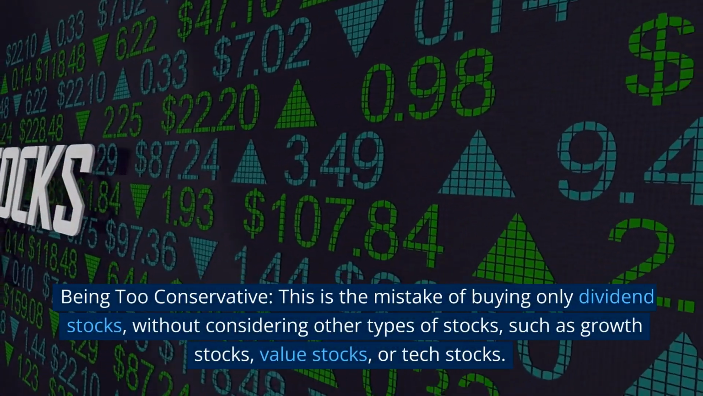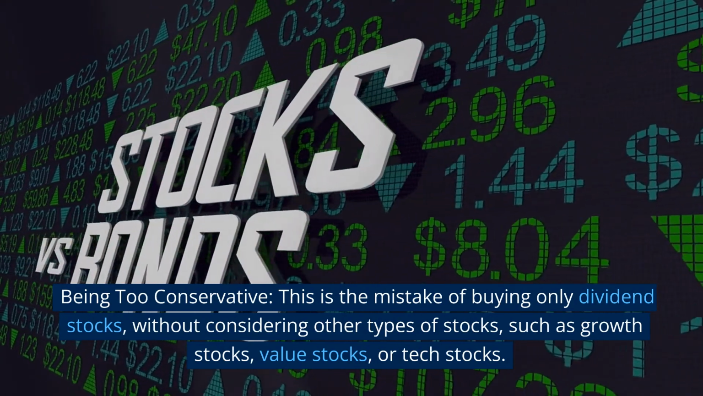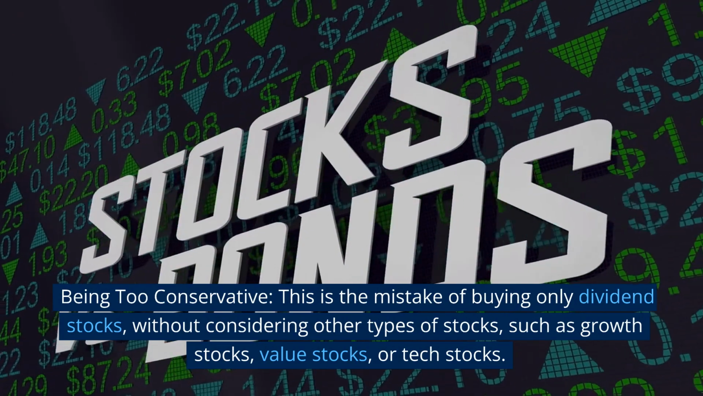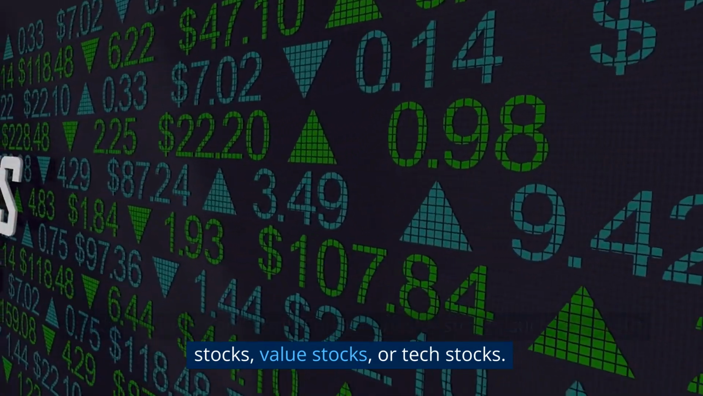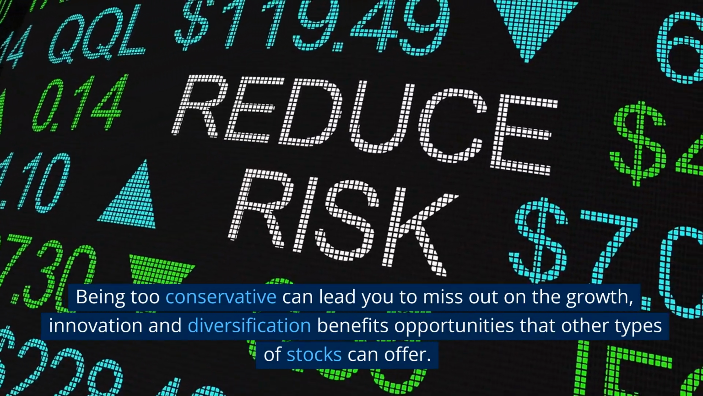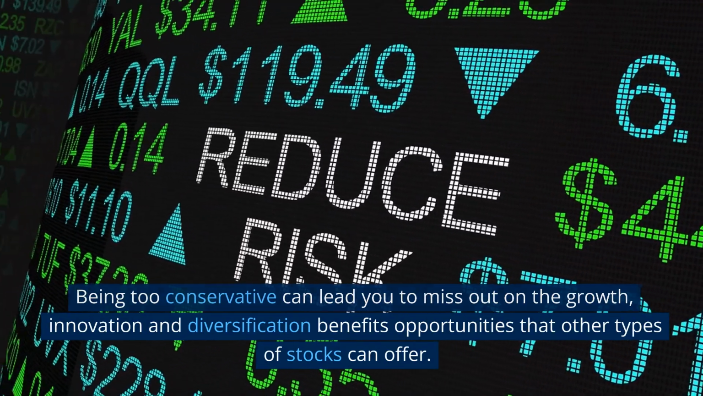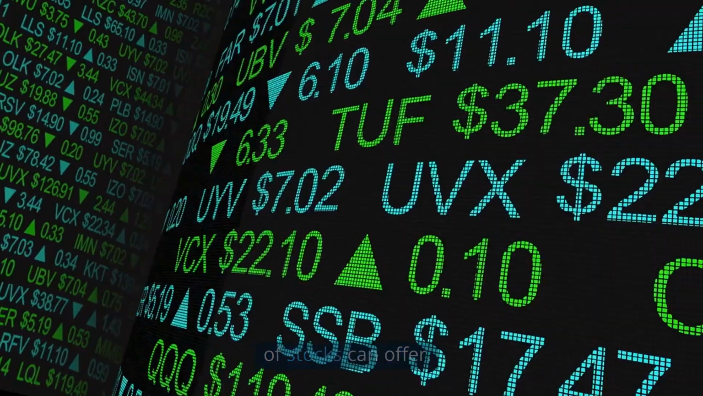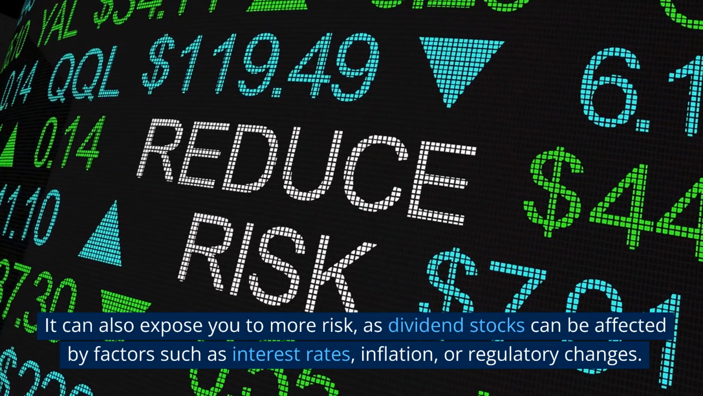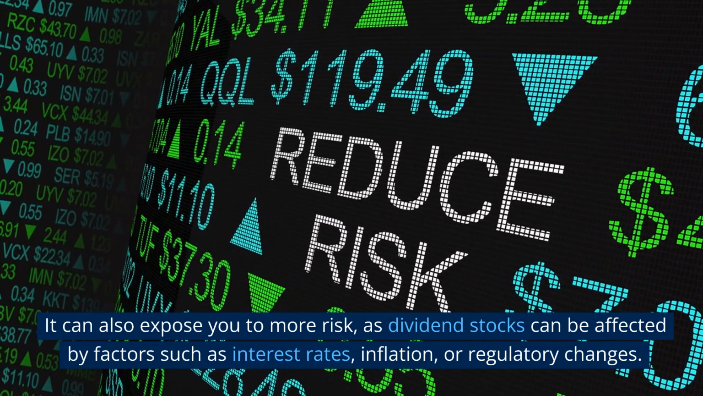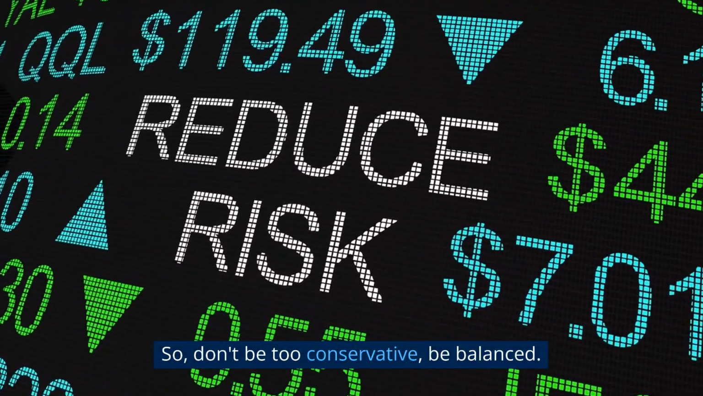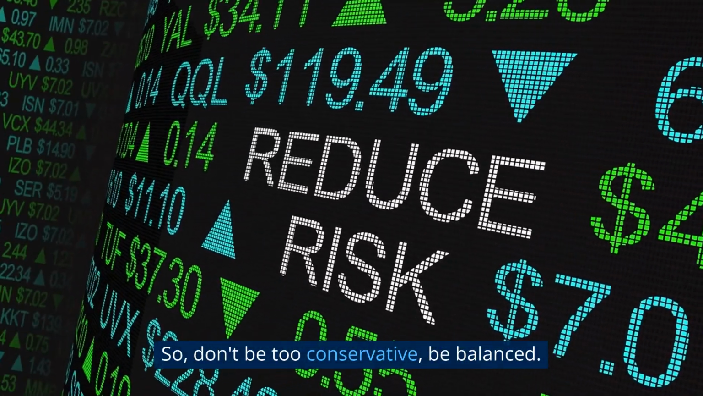Being too conservative. This is the mistake of buying only dividend stocks, without considering other types of stocks, such as growth stocks, value stocks, or tech stocks. Being too conservative can lead you to miss out on the growth, innovation and diversification opportunities that other types of stocks can offer. It can also expose you to more risk, as dividend stocks can be affected by factors such as interest rates, inflation, or regulatory changes. So, don't be too conservative, be balanced.